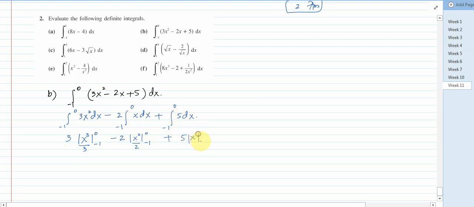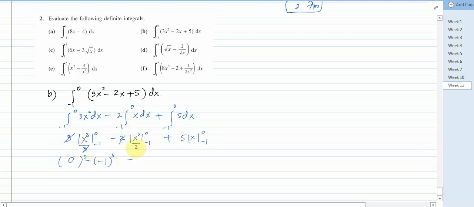And apply limits, it's -1 to 0. We have integrated all these three terms, and now we need to apply the limits here. So this 3 and 3 cancels, so it will be upper limit minus lower limit, right? And it's x power cube. So upper limit is 0 and lower limit is -1. That is the first term we have applied limits.